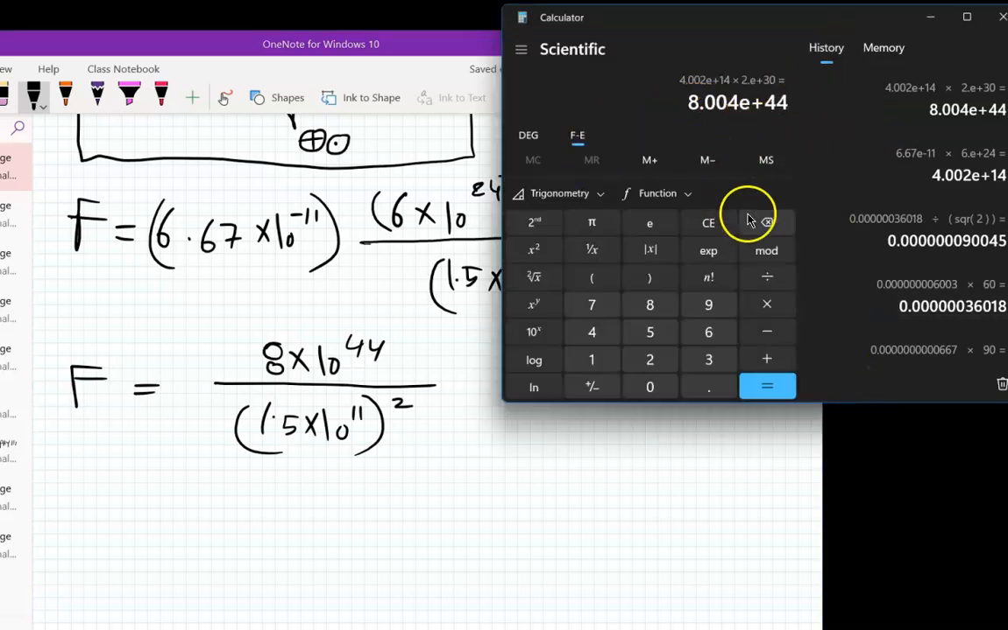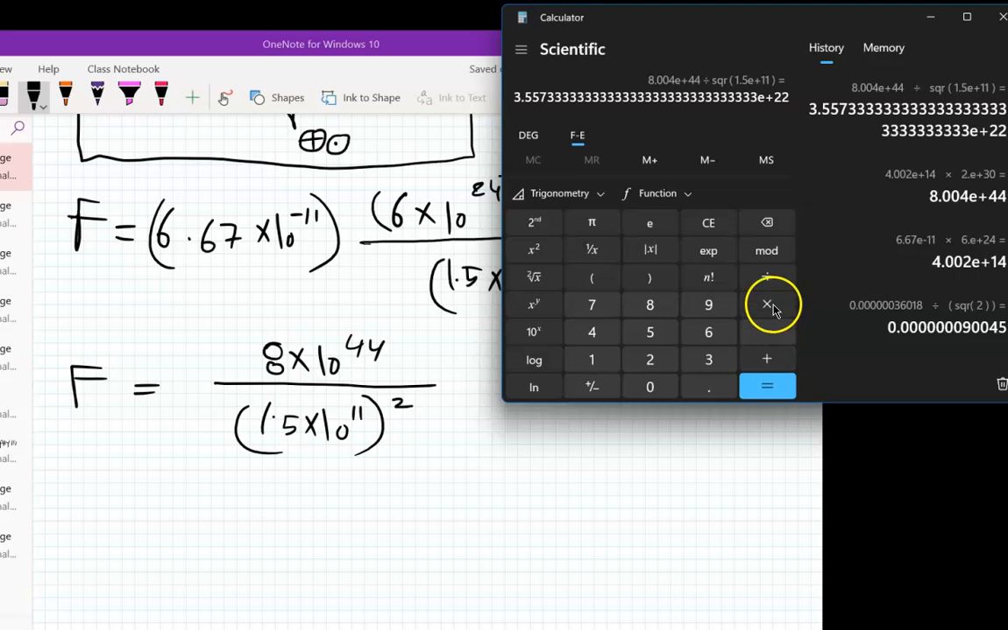So I'm going to take this number and divide it by, and then I'm going to open up my parentheses, 1.5 exp 11, close the parentheses, squared, and then equal to, and that will give me the answer right there. So what I've done, I divided this number, 8 times 10 to the 44, by 1.5 times 10 to the 11 quantity squared, and that will give me this number right here.